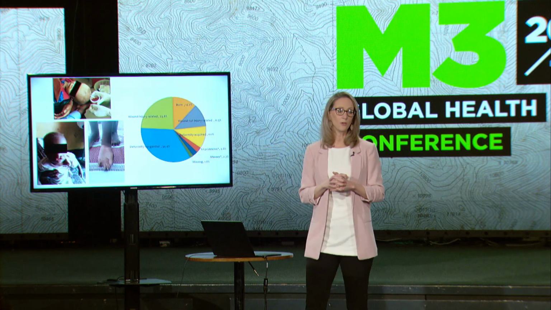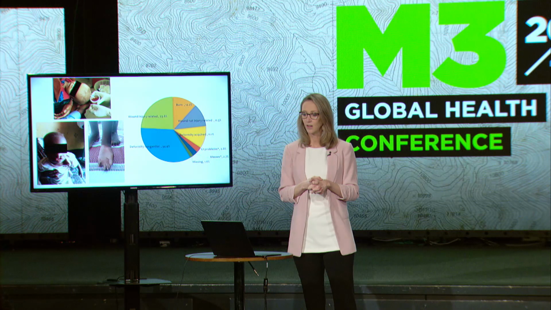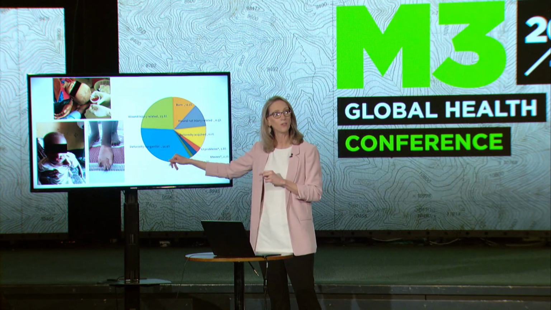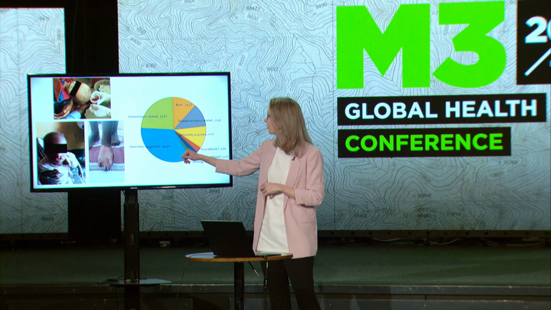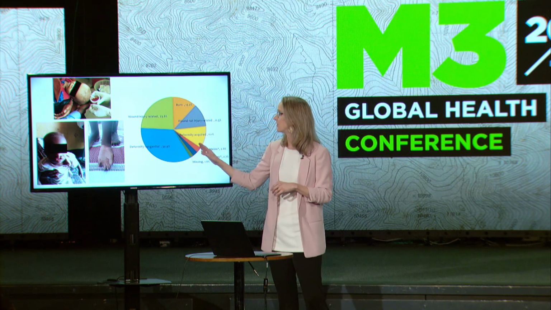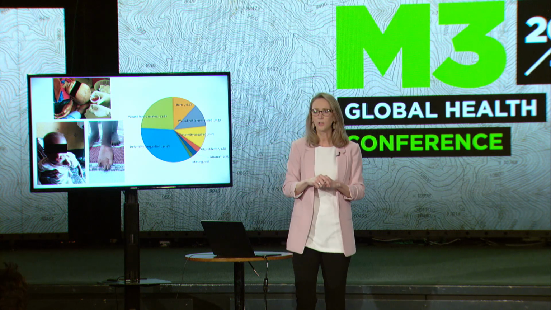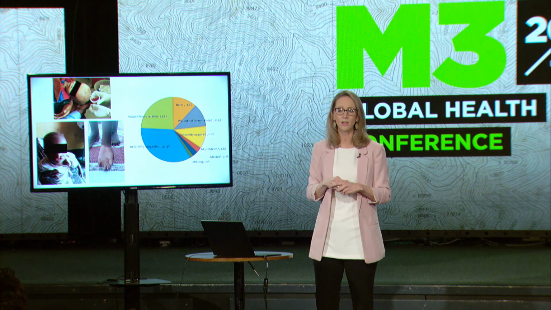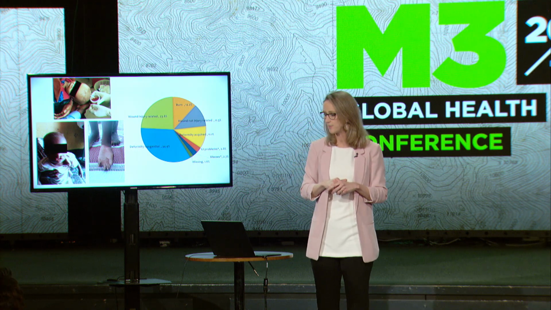Most of the conditions that we saw were congenital anomalies. You can see there's 34% were congenital anomalies, so the babies were born with these conditions. 24% were wounds, 12% were burns, and then you can see the others. So a large amount of congenital anomalies, more than what we see in neighboring Ethiopia.